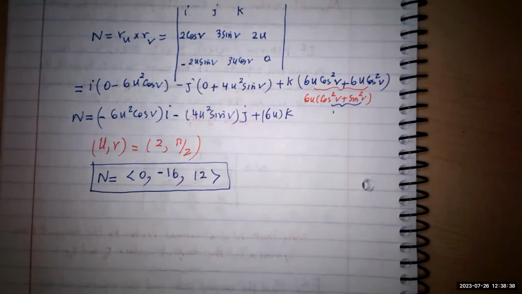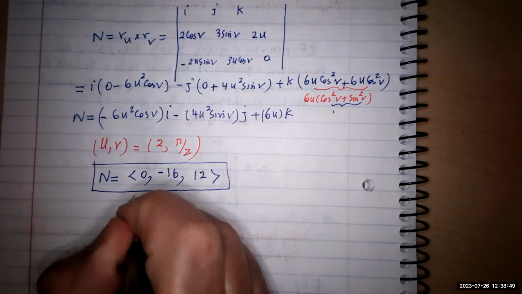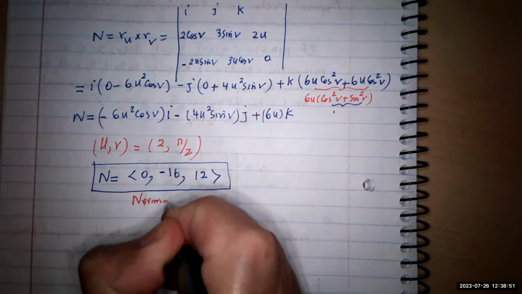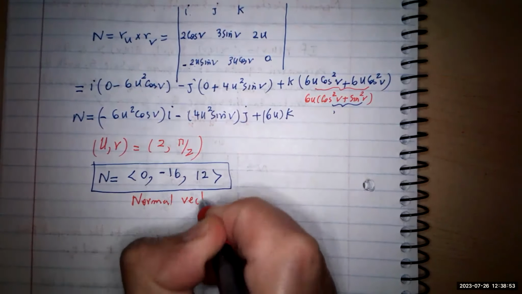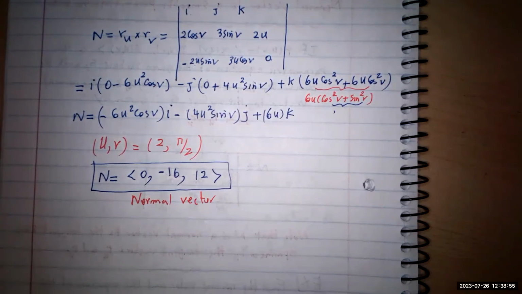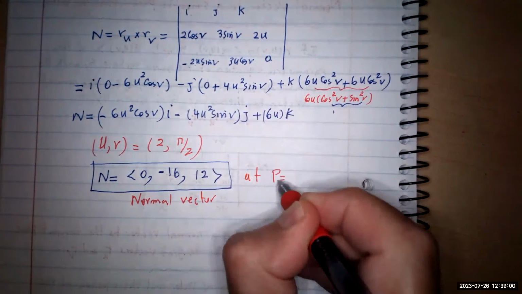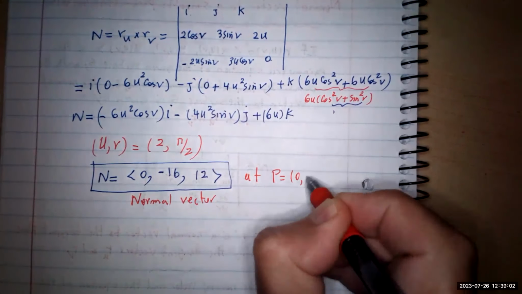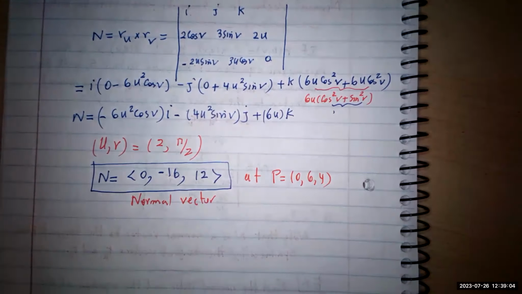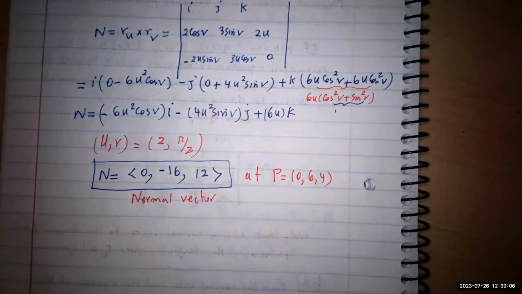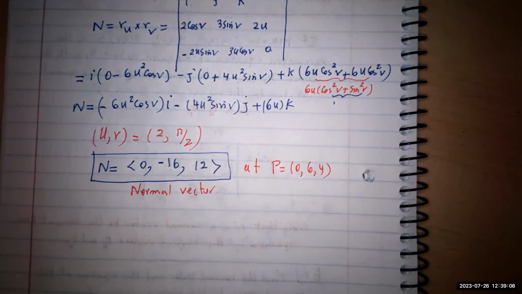Any question? It's not bad, but you have to pay attention to get through it. So we have the normal vector. They ask for the tangent plane, of course, at the point P, and the point P is given as 0, 6, 4. So you are ready to write the equation of a tangent plane.